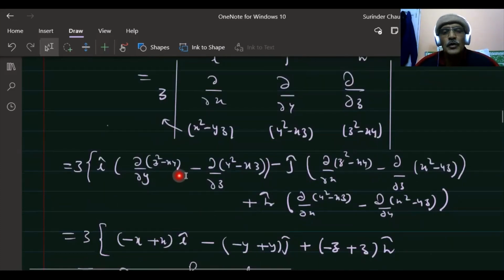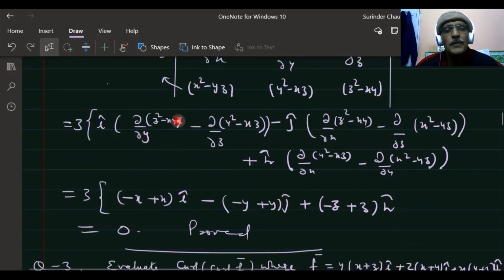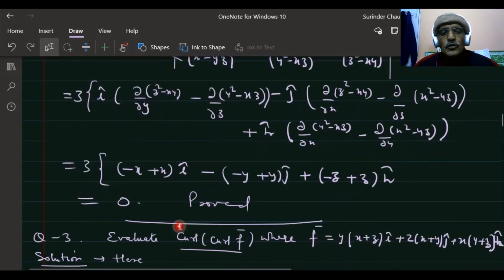Now we differentiate them partially. When we differentiate with respect to y, this is 0, this is minus x, this is z, this is 0, this is x. Then j into ∂/∂x of this z squared is 0, equal to minus y. Similarly, plus k into ∂/∂x of y squared is 0, and ∂/∂y of x squared minus yz is equal to minus z. So minus x plus x is 0, and this is equal to this.